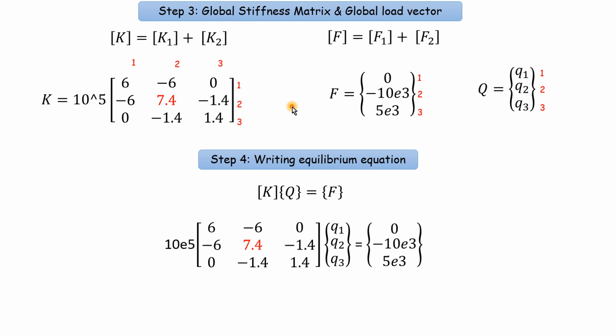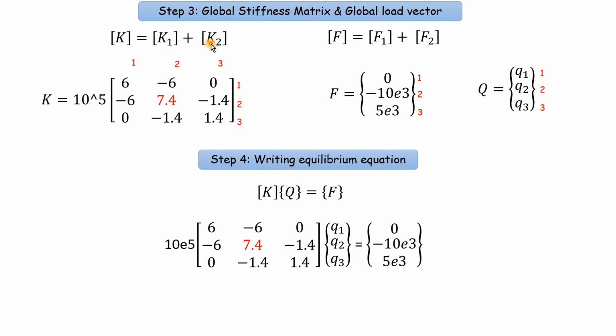So once the element stiffness matrices are determined, the next step is to determine the global stiffness matrix and write the global load vector as well as the global displacement vector. Okay, so first we'll write the global stiffness matrix. Here there are two element stiffness matrices. So in order to get the global stiffness matrix, you have to add K equal to K1 plus K2.